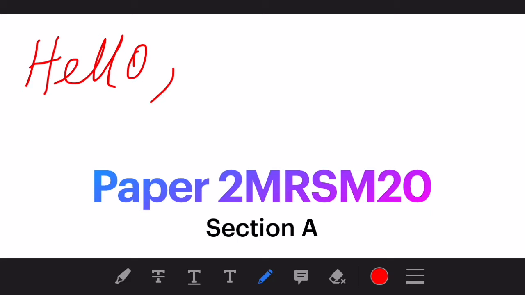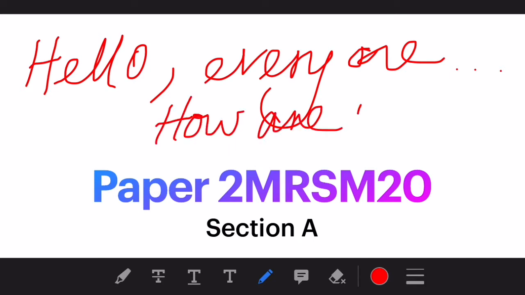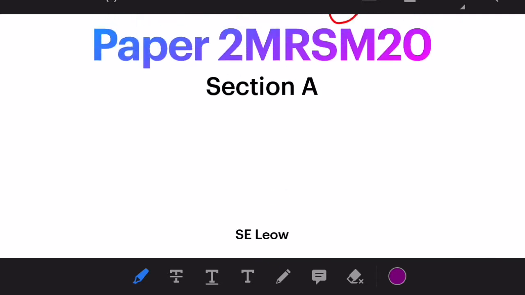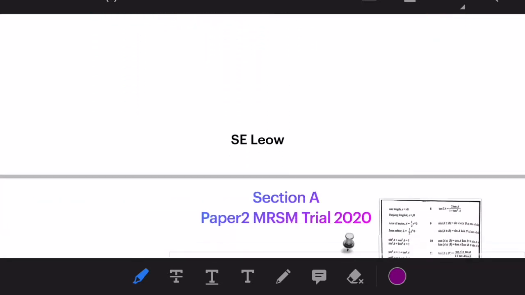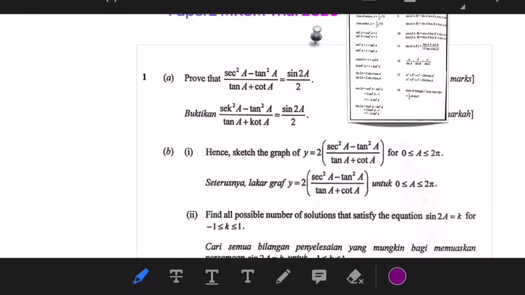So today I would like to discuss the additional maths paper 2. This paper is from MRSM 2020. I will just focus on section A. Right, so section A of paper 2 for additional maths is quite important. So let's see the first question for section A.